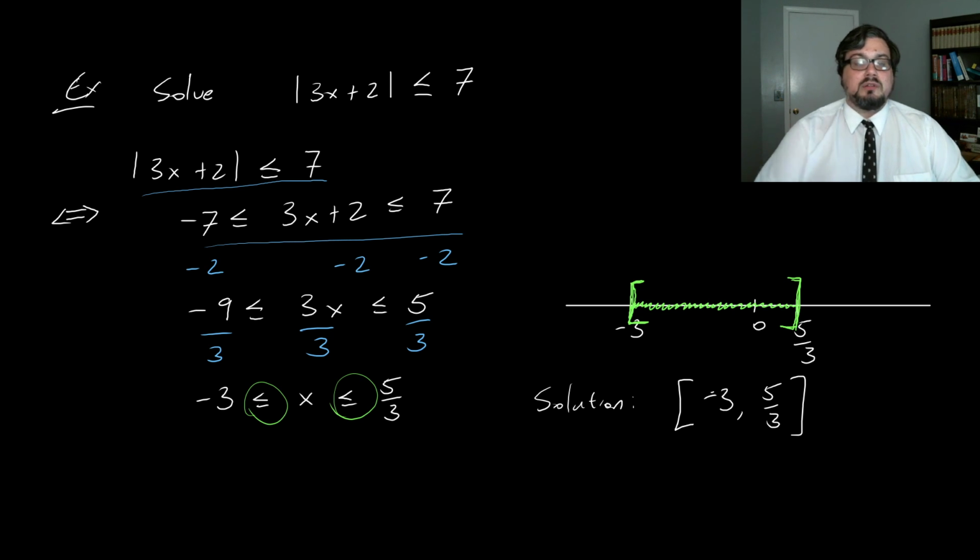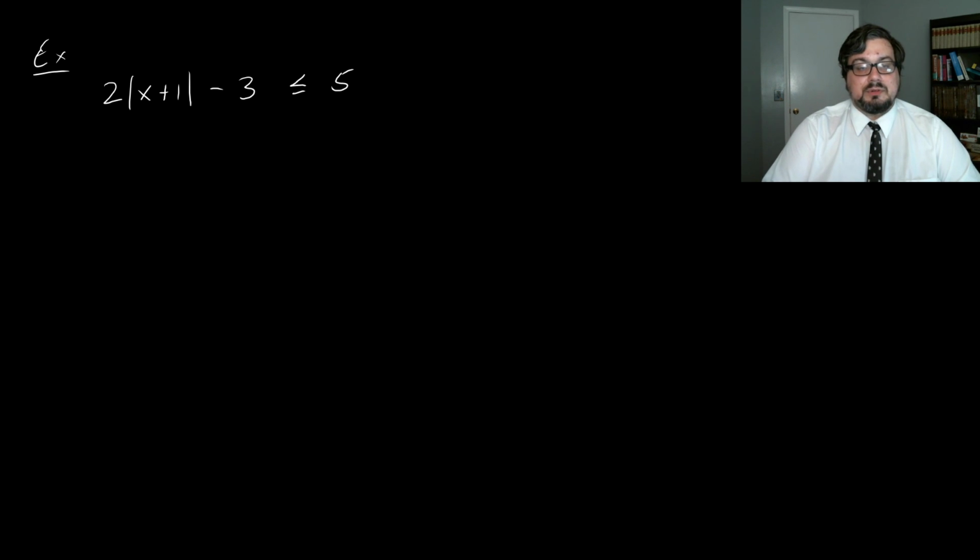If you are looking at an expression, or an inequality rather, where the absolute value isn't solved for already, then you need to get the absolute value on its own first. So let's take another example. Let's look at 2 times the absolute value of x plus 1 minus 3 has to be less than or equal to 5.